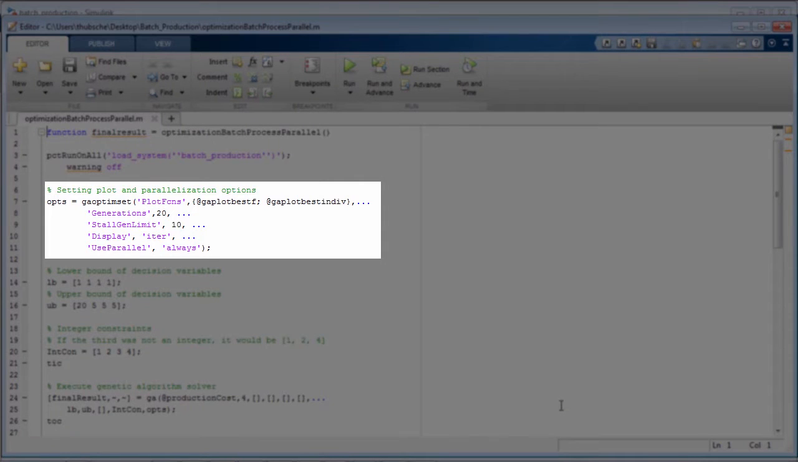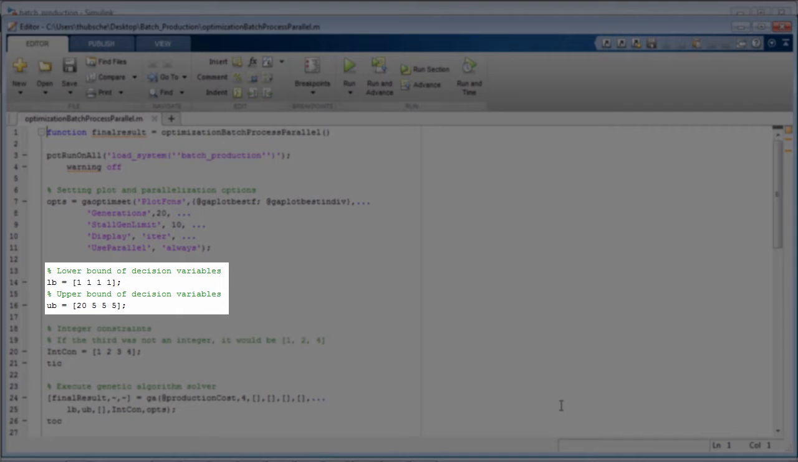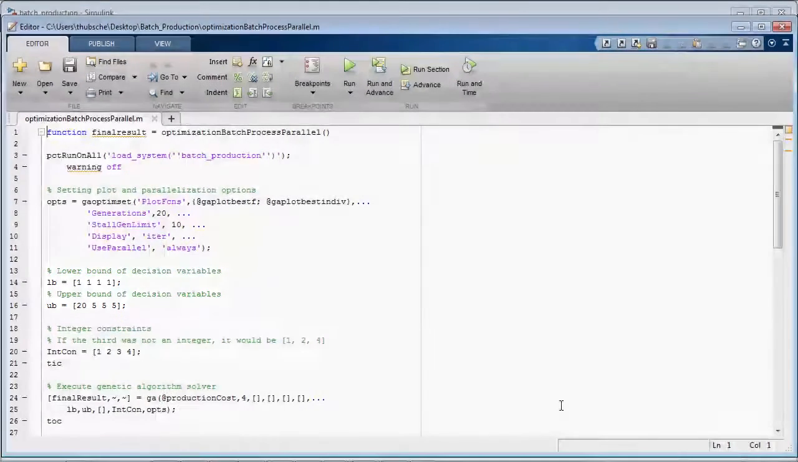This line sets up the options for the optimization. These next two lines set a lower and upper bound for the optimization variables. What this means is that we have to have at least one batch reactor, water tank, heater, and drain to process an order, the lower bound. And we have to have at most 20 batch reactors and 5 water tanks, heaters, and drains. This could be due to various constraints, such as space or personnel.